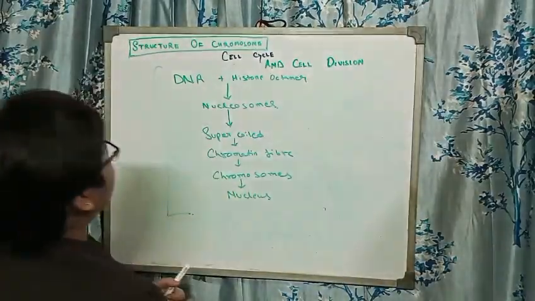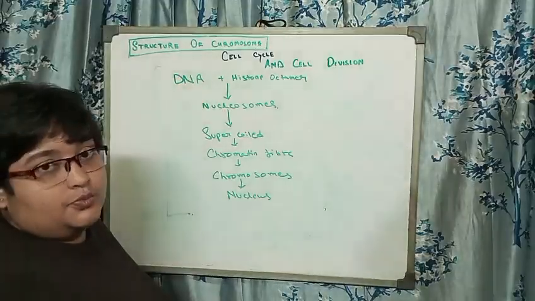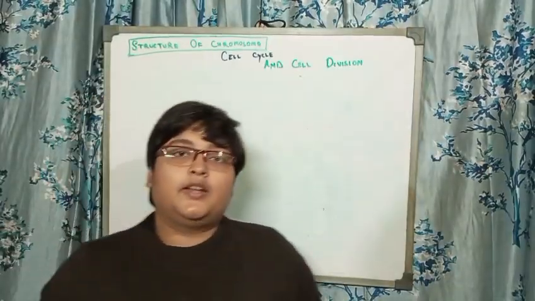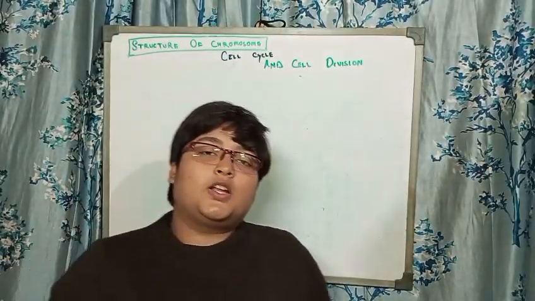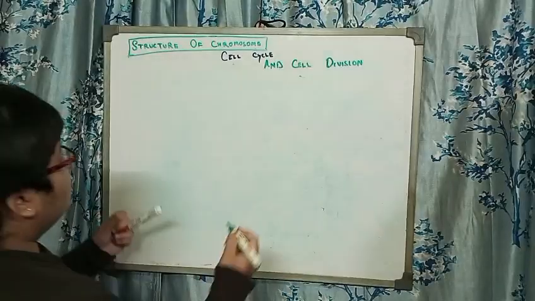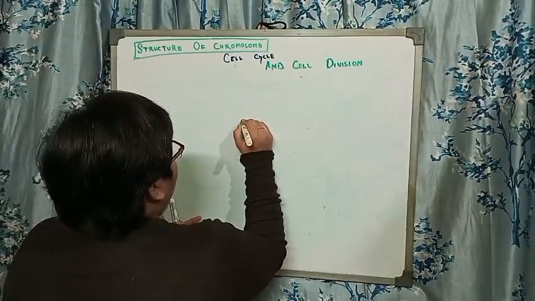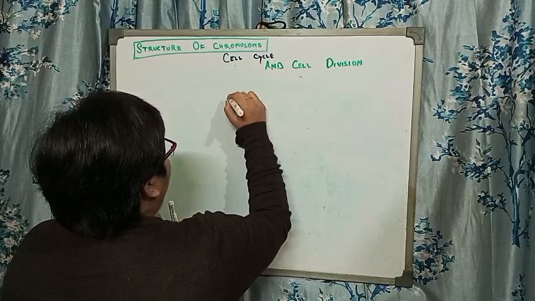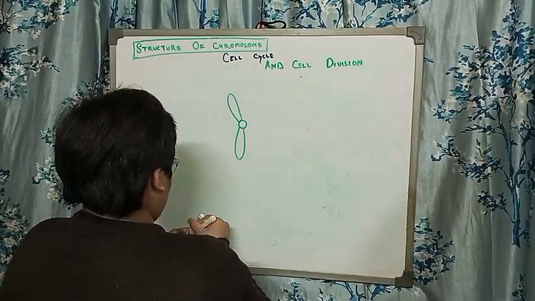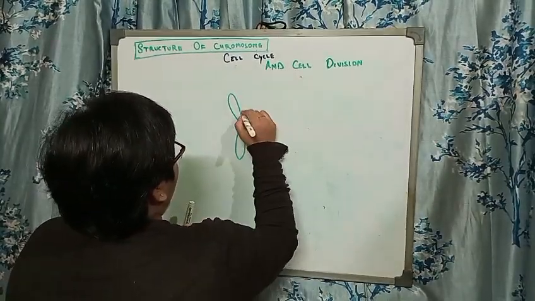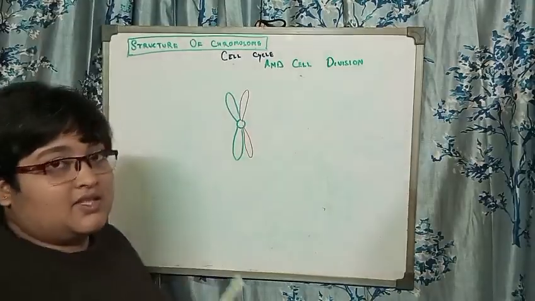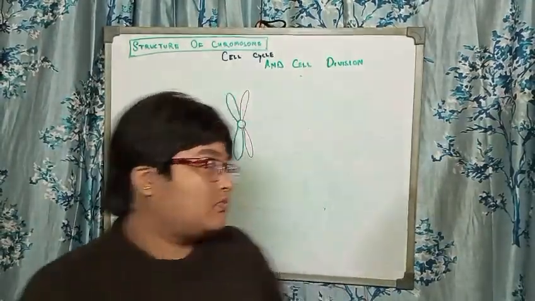Now we will be focusing on the structure of the chromosome. Fine. Different organisms contain different numbers of chromosomes. Like human contain 23 pairs of chromosomes. So the chromosomes basically look like this. This is the basic structure of a chromosome.